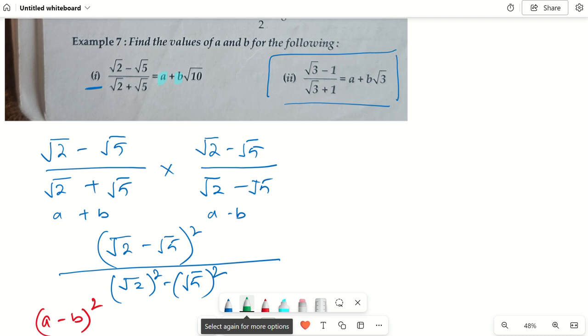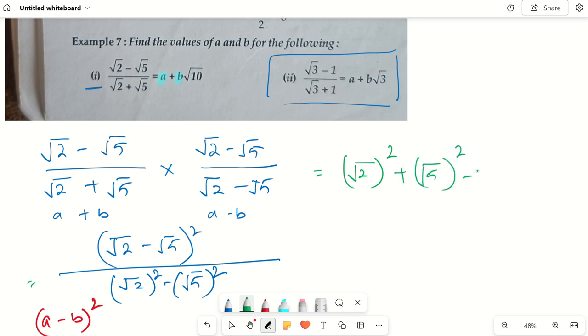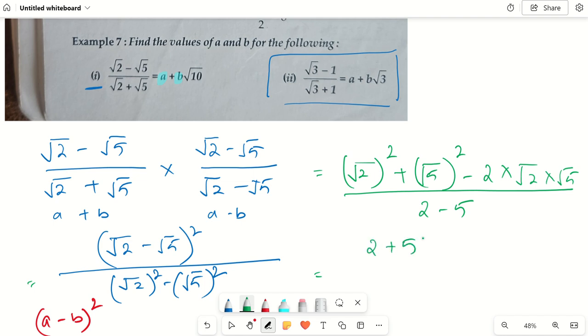Here I will be using the formula which is a square plus b square minus 2ab. See now, because of this 2ab, I have got roots in the expression. In the denominator it is 2 minus 5, which is not having any roots. So here what is my end answer for the numerator? It is 2 plus 5 minus 2 root 10 upon minus 3.